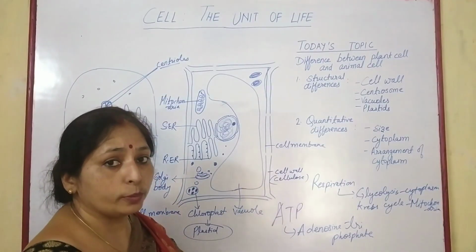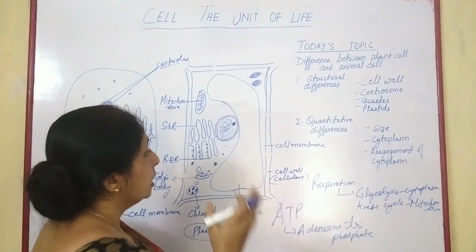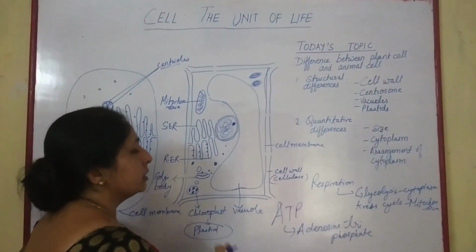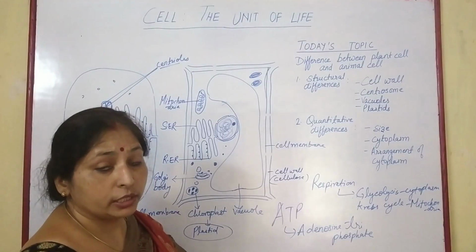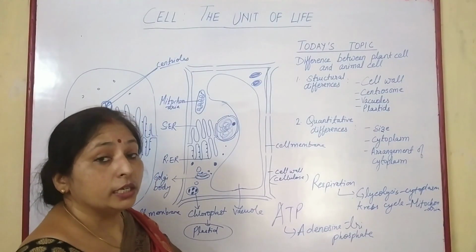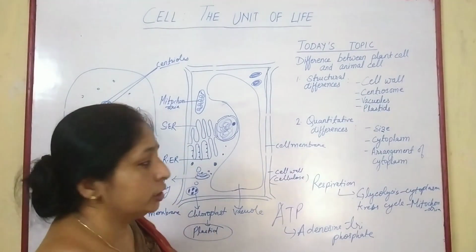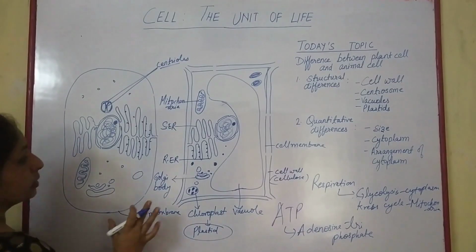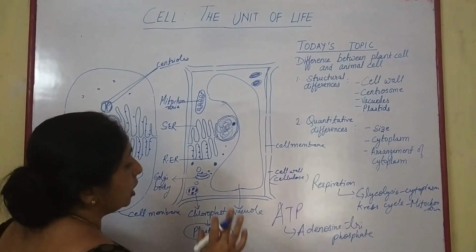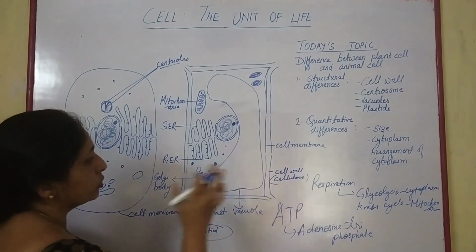Plastids are chloroplast, chromoplast and leucoplast, present in the plant cell. Chloroplast gives color to the leaf, chromoplast gives color to the flower or fruit, and leucoplast gives white coloration. Then the next is the quantitative difference, which is based on size.